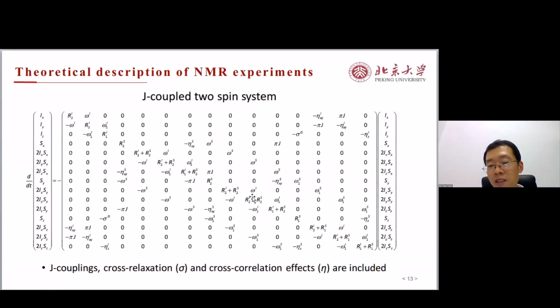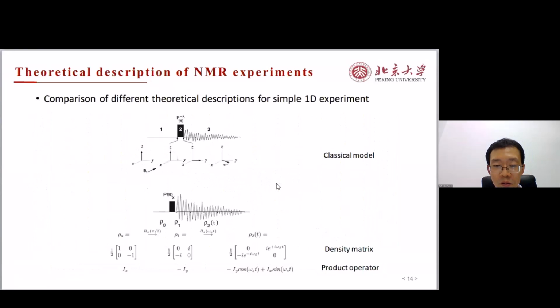So as you see, the density matrix, although it's most accurate, is sometimes very tedious and not straightforward for seeing how the calculation works. That's why we need to introduce the product operator, to help us understand the evolution of the system.